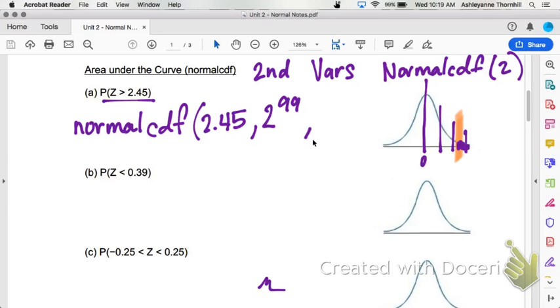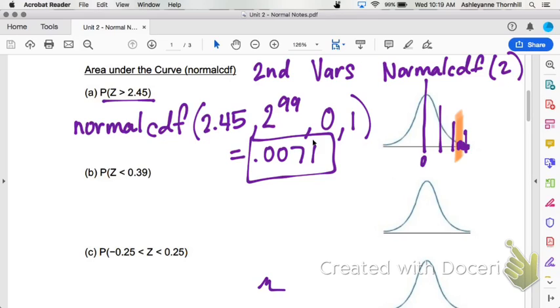Then your next places ask for the mean and the standard deviation, which in this case are 0 and 1. Then hit enter. So it goes lower, upper, mean, standard deviation. Yeah, use the caret button for the 99th. And what do you get for your answer? 0.0071. Go out 4 decimal places.